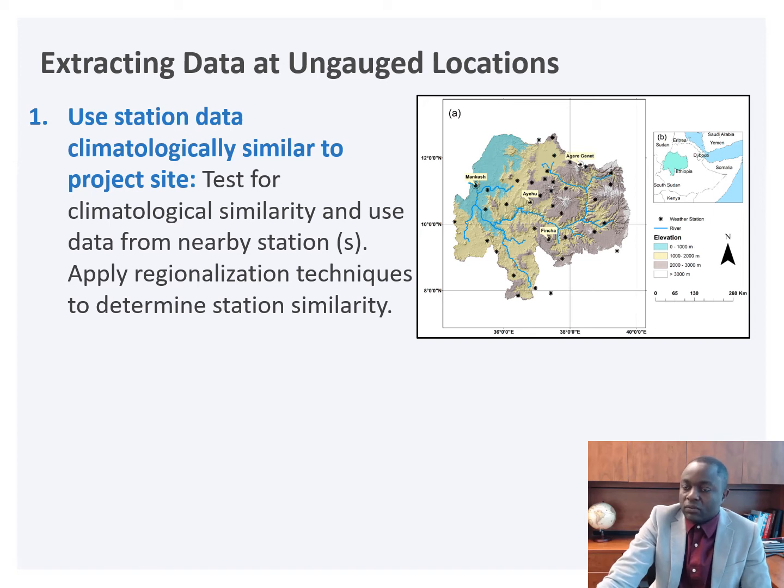It is important to understand how to extract data at engaged locations. Use of station data that is climatologically similar to your project site is recommended. Test for climatological similarity and use data from a nearby station if your project site does not have a weather station. You can also apply regionalization techniques to determine station similarity.